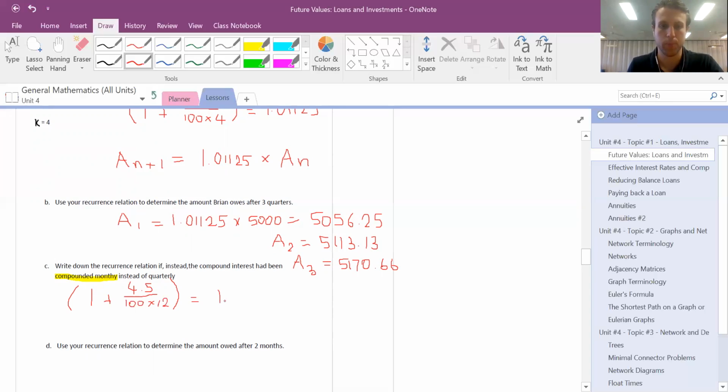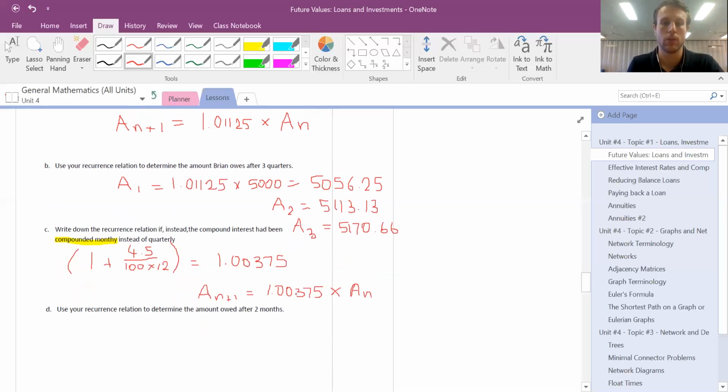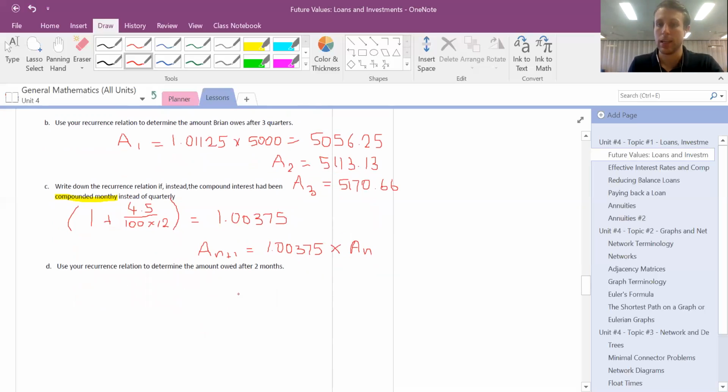So we've got 1.003, I think it's 75. And it's asking for that recurrence relationship, so we can just write it out as A(n+1) equals our common ratio of 1.00375, which you can already see is smaller than the common ratio of the one above. But again, we're compounding it more frequently. So it's going to keep on stacking on top of itself more times in the year than what it would have in the quarterly, or what it would have definitely in just 1 year. So there we go. We've got our recurrence relationship, and we use that to get the 2 months.